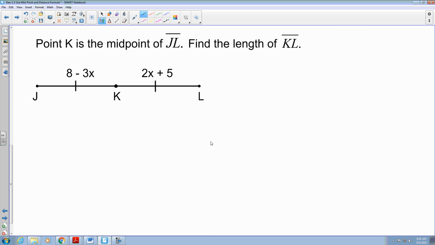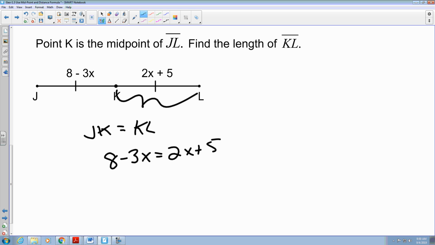All right, looking over here, it's saying that point K is the midpoint of JL. They want you to find the length of KL. So KL is right here. Same idea, because all they gave us is values with a variable attached to it. We have to find the value for X. So we can set these equal. We can say that JK is equal to KL, just like the one up top. And that's 8 minus 3X is equal to 2X plus 5.